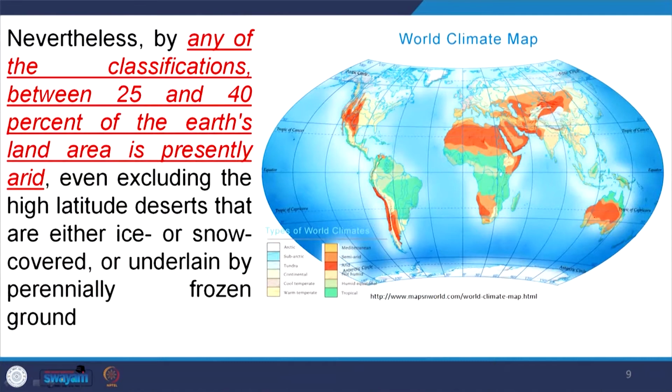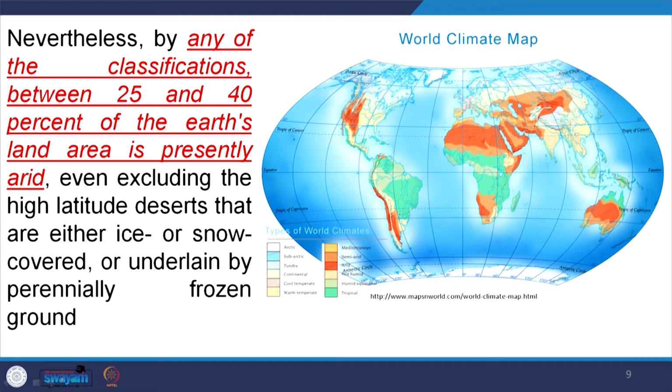Nevertheless, by any means of classification, either the UNESCO classification or those proposed earlier by other people or groups of workers, you find that between 25 to 40% of the earth's land area is presently arid. If you see this world climatic map, most of Australia is desert, northern and southern Africa, Central Asia, then Western Europe, Western America, North America, South America. So, including all those parts, 25 to 40% of the earth's land area is presently in arid condition.